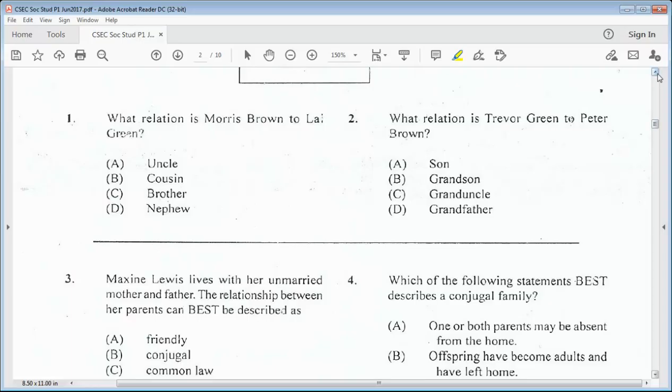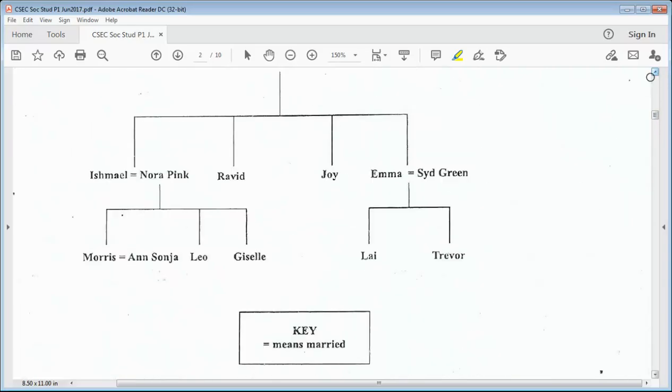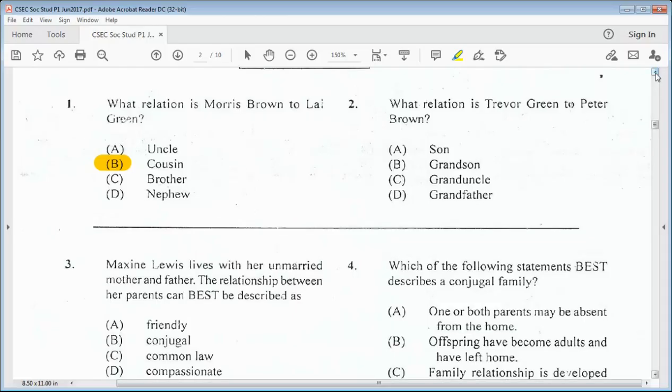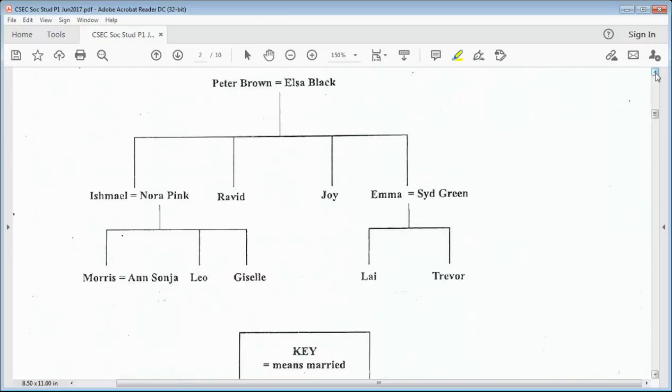Let's look at it. So Morris and Lai, obviously they are cousins. So our answer would be B, cousin. Let's move on to question 2. What relation is Trevor Green to Peter Brown?